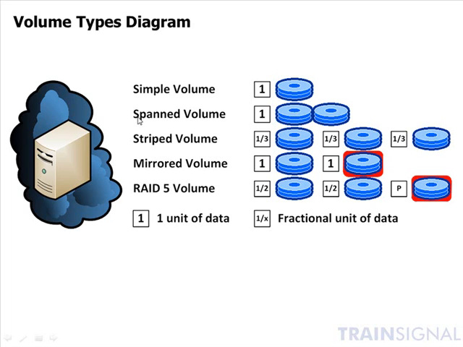Now, people often confuse spanned and striped volumes. When you stripe, you're basically taking the 3 disks together and striping that data across all 3. When you span, you're waiting for the first disk to fill up, and then you move on to the second disk. With a mirrored volume, you have 1 unit of data that sits on the primary disk, and then 1 unit of data that sits on the secondary disk. So the data is mirrored.